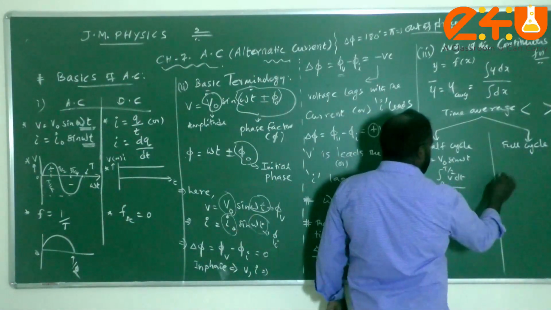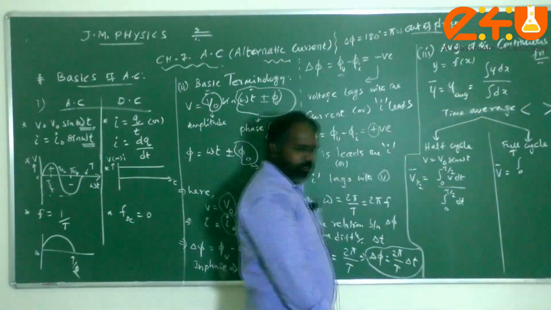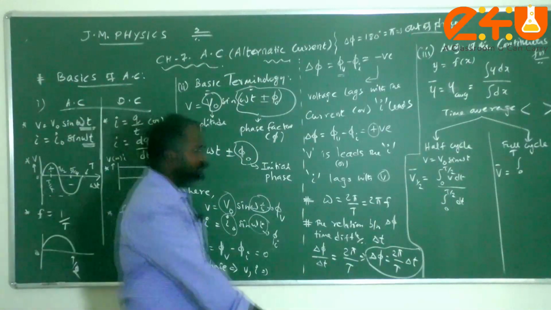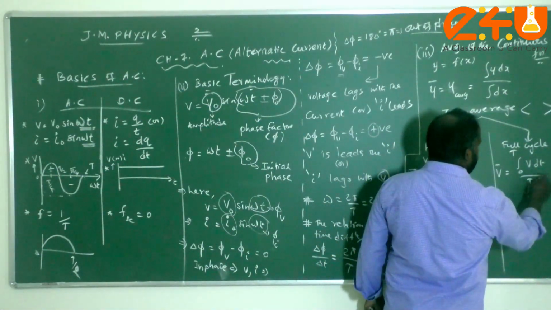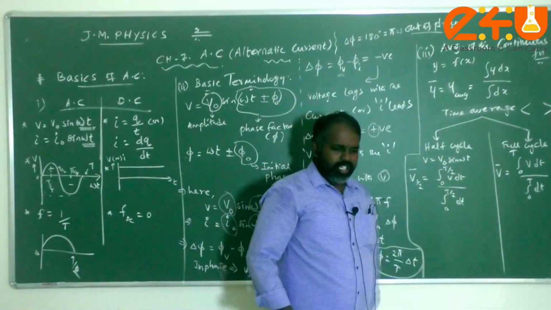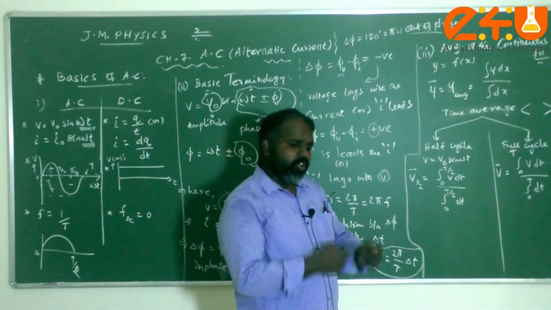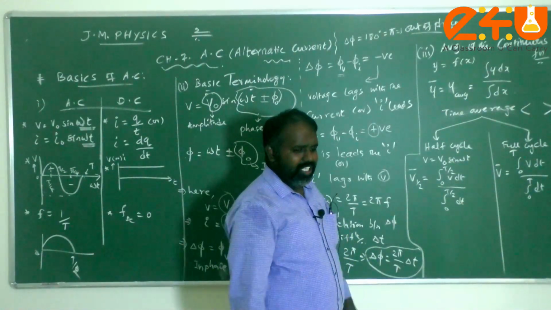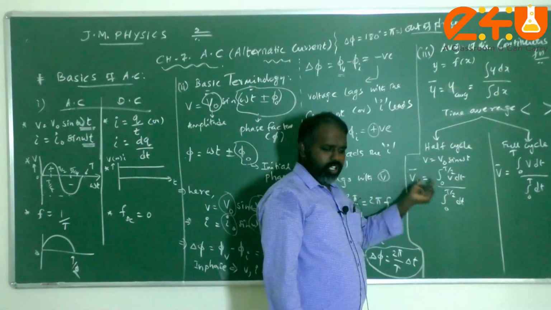Suppose full cycle average, what is that? V bar is equal to the integral with the total time interval from 0 to T, the total time for one complete wave, of V dt divided by the integral from 0 to T of dt. So this is the full cycle average. This is for a normal function. Sometimes you may square the value, which we will discuss as RMS values; in that case we just take the square root of that.